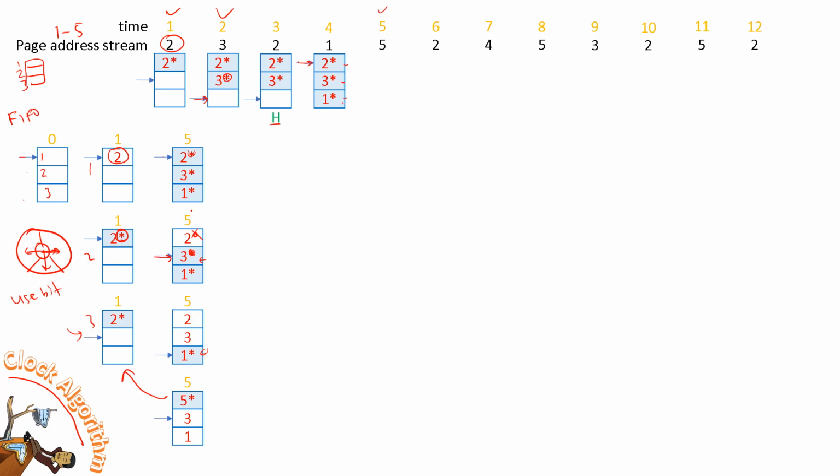Then you can see here, this one is free. When you move the arrow here, this is free, so you can update here, set the use bit to 1, and then move the arrow. So this is what happened.